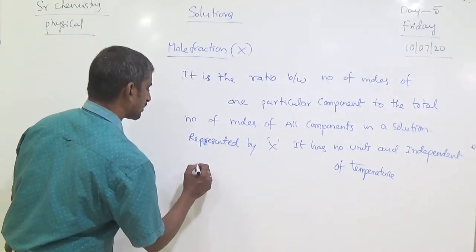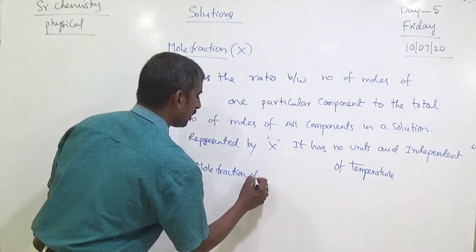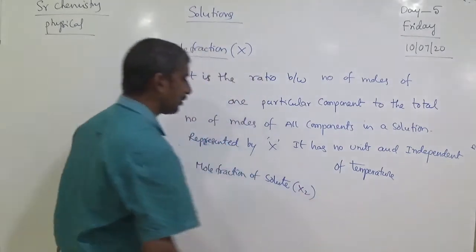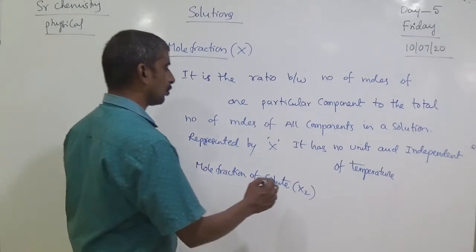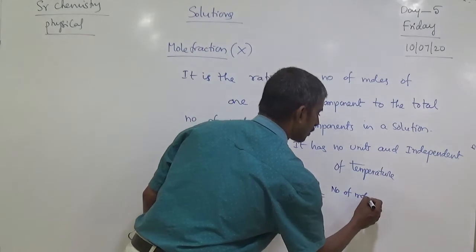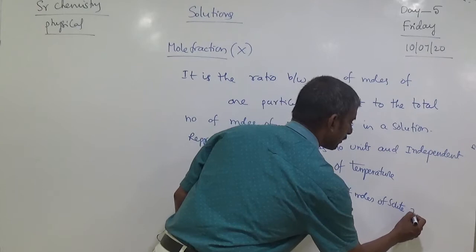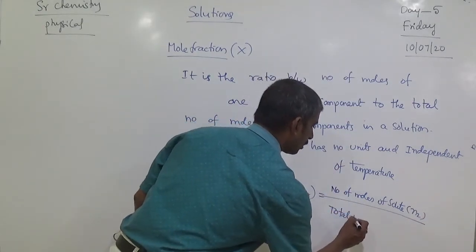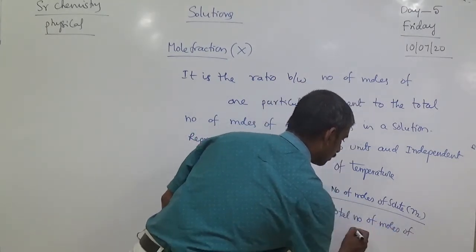Suppose the mole fraction of solute is x2. I am taking solute as x2, solvent as x1. Mole fraction of solute x2 equals the number of moles of solute, N2, by the total number of moles of solution.